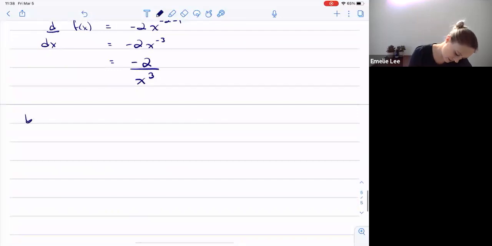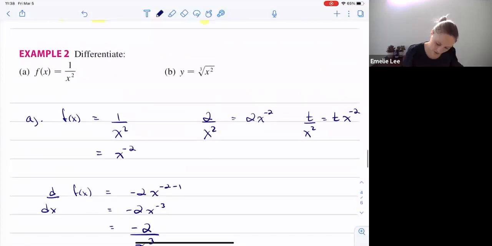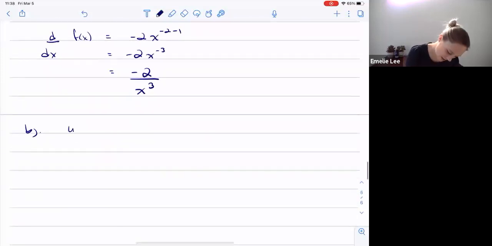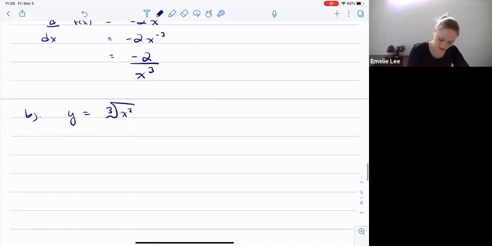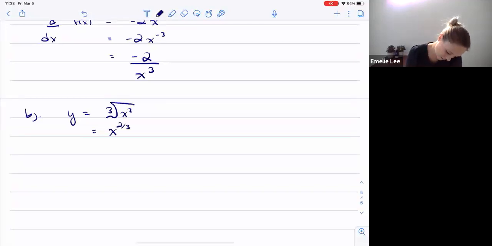So B, if I have, what was it? y equals the third root of x squared. The first thing I want to do is rewrite it as just the power. And so this becomes x to the 2 over 3. Fractions. No one likes fractions, myself included. But that's okay. We have to deal with fractions, right?